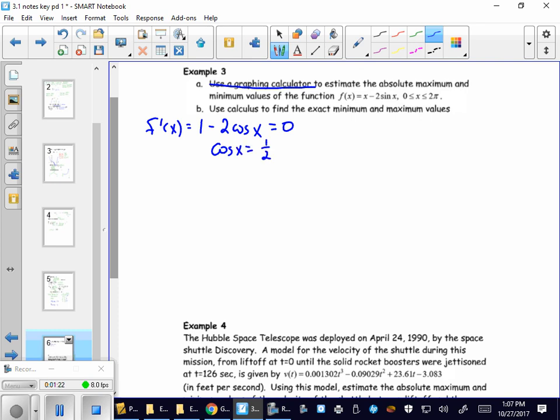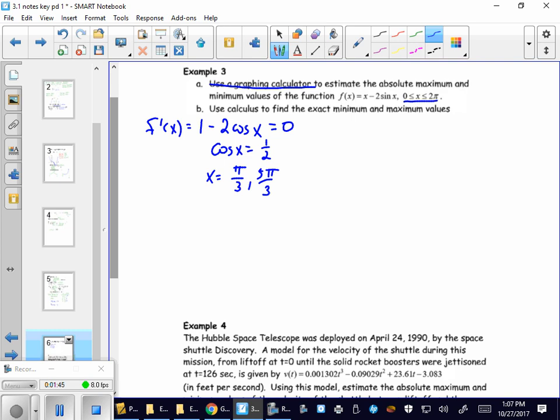So really we're looking for the angles, and it does have a restricted domain from 0 to 2 pi. Between 0 and 2 pi, where cosine is going to be 1/2. And of course that occurs at x equals pi thirds and x equals 5 pi thirds. Both of those two angles will give you 1/2 when you take cosine.